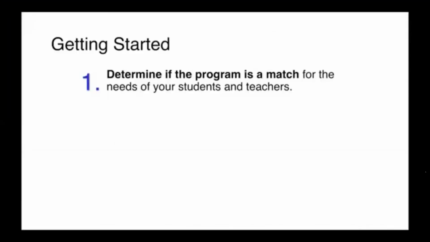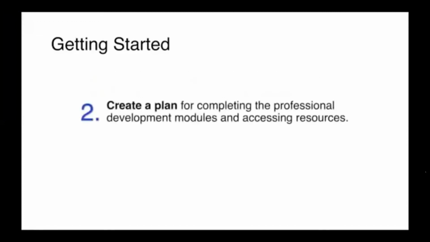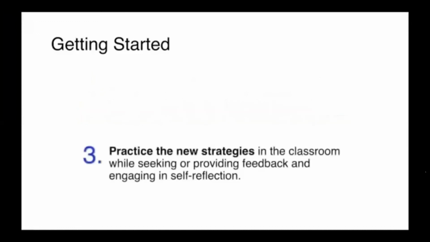Getting started with Project Core begins with a determination of the fit of the program to meeting the needs of your students and teachers. After you have determined the implementation program has potential to address your needs, create a plan for completing the professional development modules and accessing the resources for the program. Finally, practice the new strategies in the classroom, engage in self-reflection, and seek and provide ongoing helpful feedback along the way.